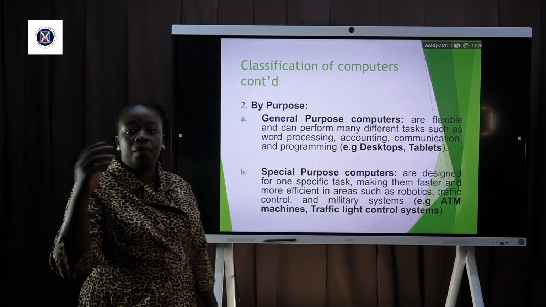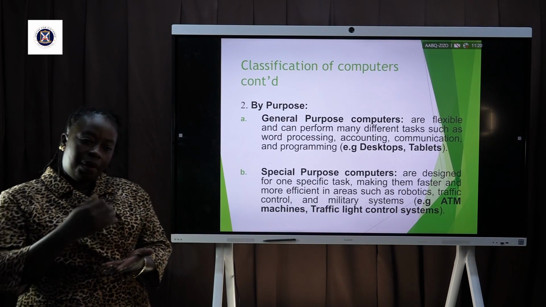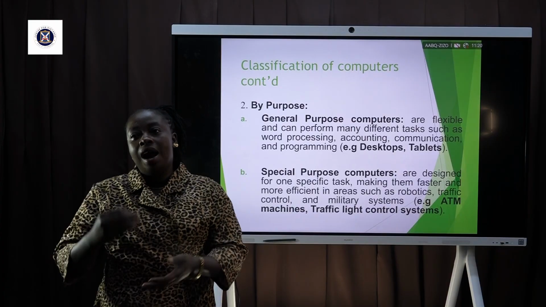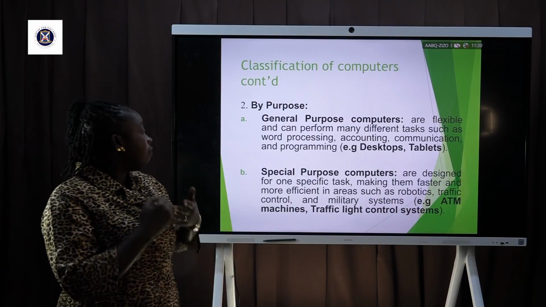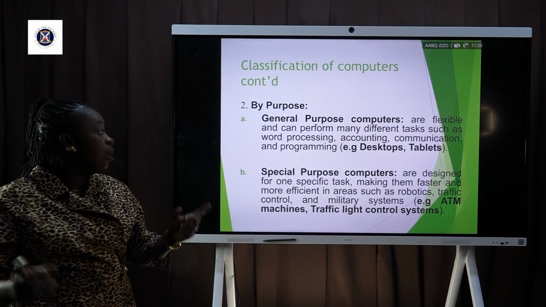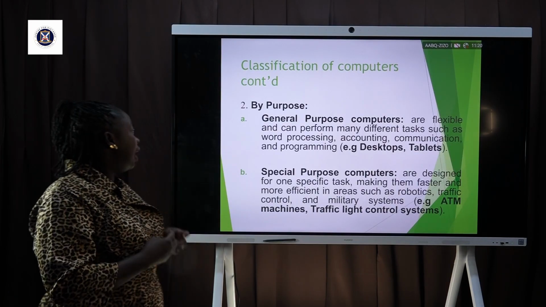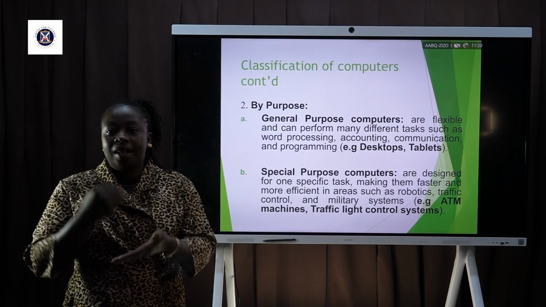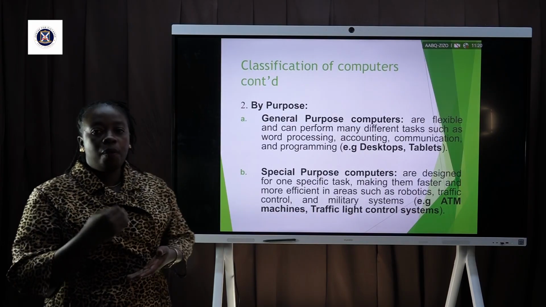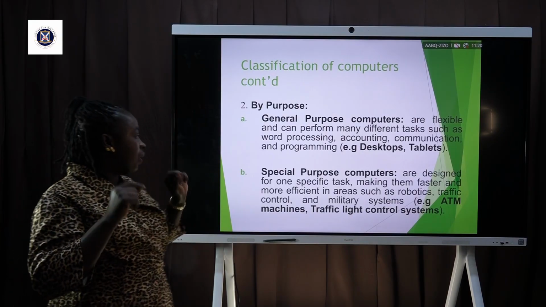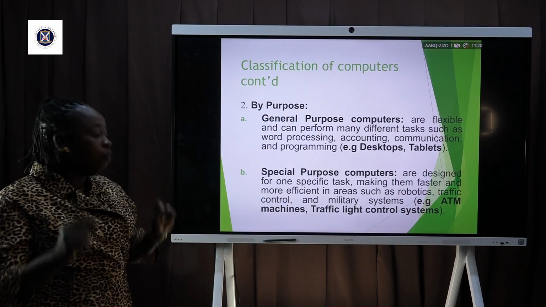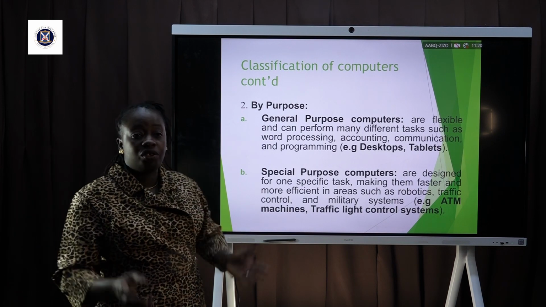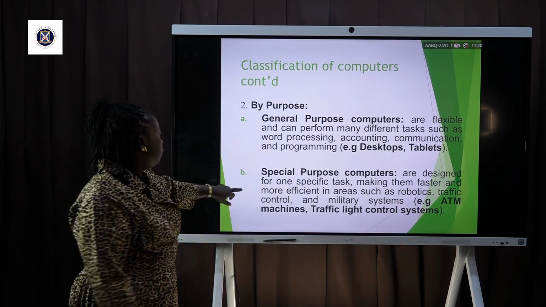Classification of computers by purpose. Computer can be classified by purpose into two different categories. We have the general purpose computers and we have the special purpose computer. General purpose computers are flexible and can perform many tasks such as word processing, accounting, communication, and programming. For example, we have our desktop, our tablet. Special purpose computers are designed for one specific task, making them faster and more efficient in areas such as robotics. Example, we have our ATM machine, our traffic light controls.